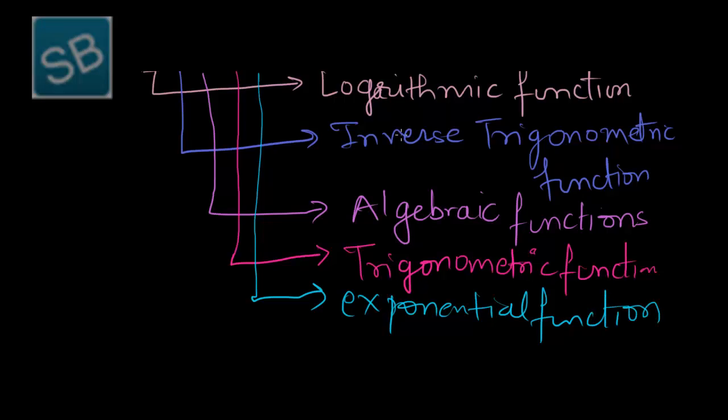So in this, that means if we have a choice between logarithmic and inverse trigonometric function, we have to take log as the first function and inverse trigonometric as the second function. If we have inverse trigonometric and trigonometric function, we have to take inverse trigonometric as the first function and trigonometric as the second function. So we have to choose the functions in this order. If there is a choice between log and exponential function, we have to take log as the first function and exponential as the second function.